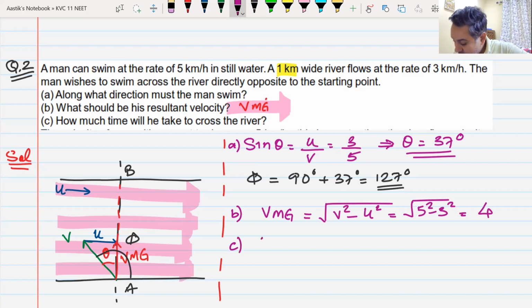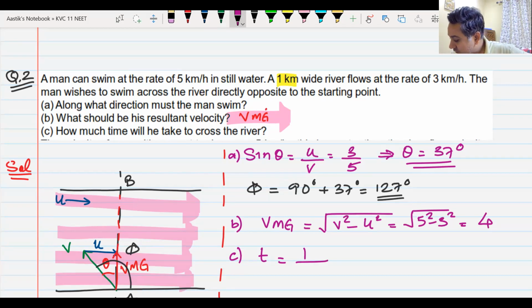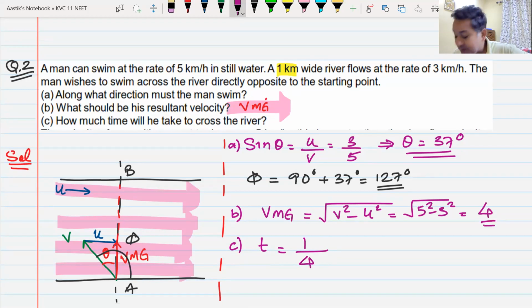See how much time it takes to cross the river. The river is 1 kilometer wide. His velocity is 4 kilometer per hour. He takes 1/4 hours and not 1/4 seconds. So 1/4 hour is 15 minutes. Do we understand this? It takes 15 minutes and not 1/4 seconds. He is not light, who can travel with the speed of light so that he crosses the river in 1/4 seconds. We understand this, yes or no?